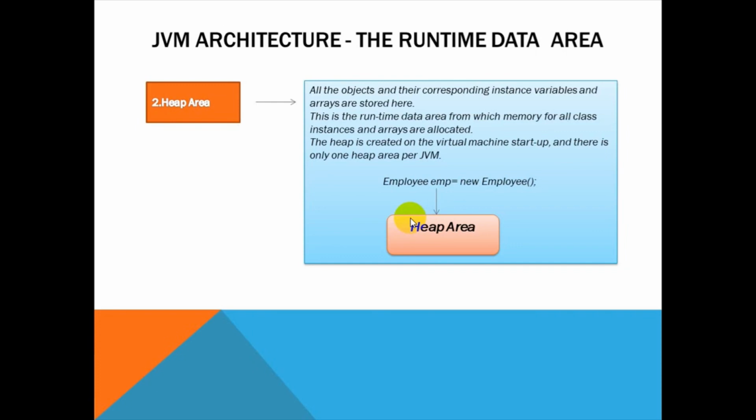Employee emp = new Employee(). This is one example. So in this example, we have code for creating a new instance of the Employee object. In this example, the instance of Employee is loaded into the heap area.